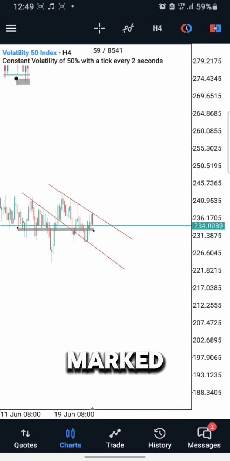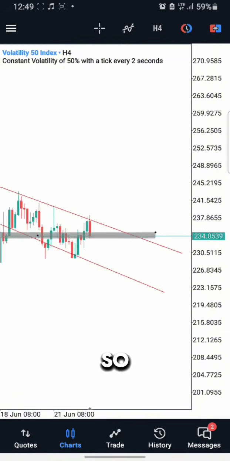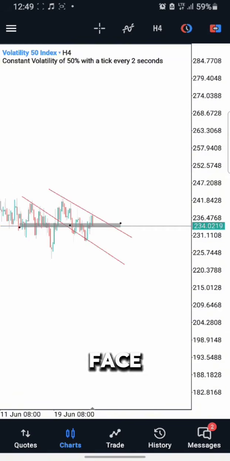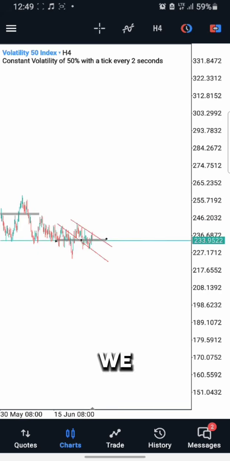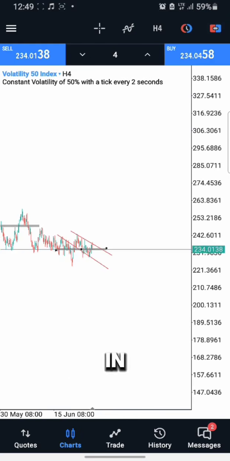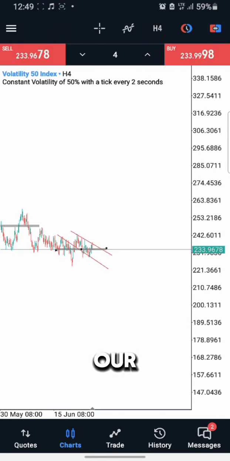As you can see, as marked by that shadow zone, that support line was respected quite a number of times, as I'm drawing. So it means that the market is going to face a little bit of challenge before it breaks to either upside or downside. So we can enter a trade using only that. And also we have to include the fact that the market is in a channel. So these are the two confirmations that we can use to enter our market.